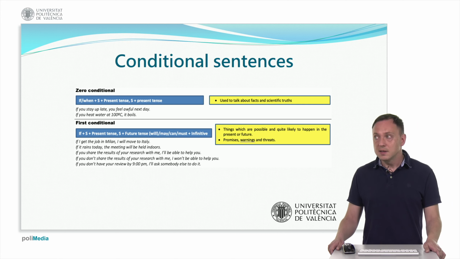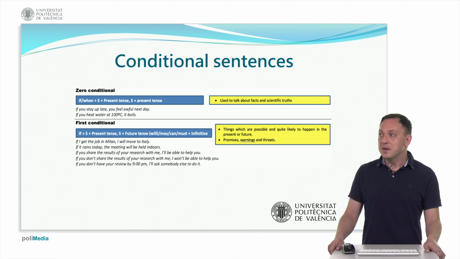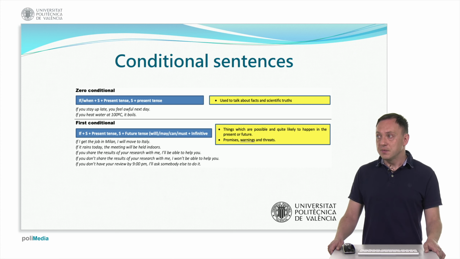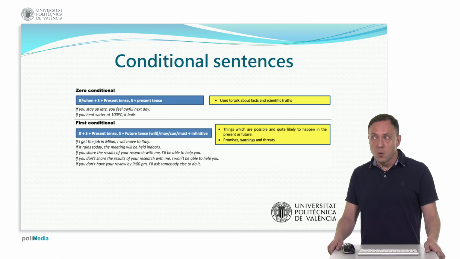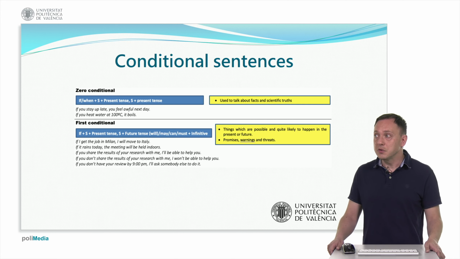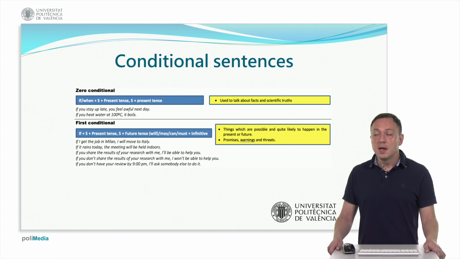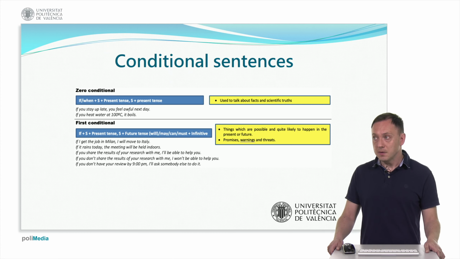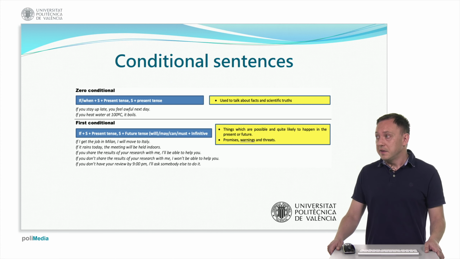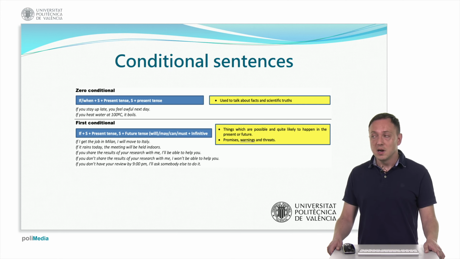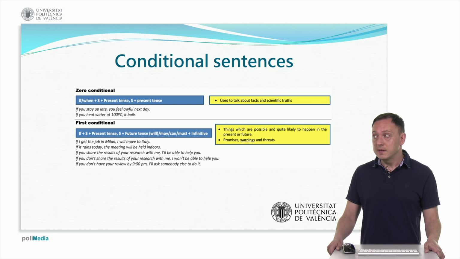First conditional. The structure that you have is if, subject, present tense, comma, subject, future tense, that is will, or you can also use a verb like may, can, or must, plus infinitive. Right, the first conditional is used to talk about things which are possible or quite likely to happen in the present or future, or also for promises, warnings, and threats.